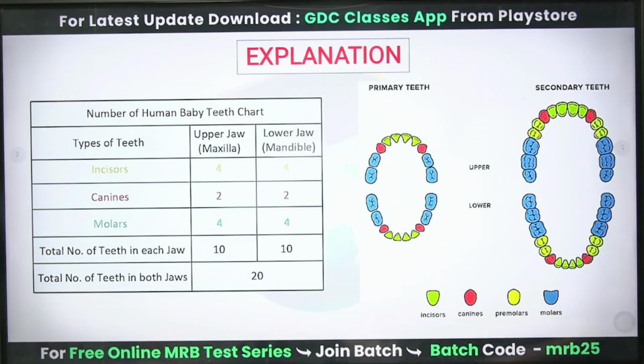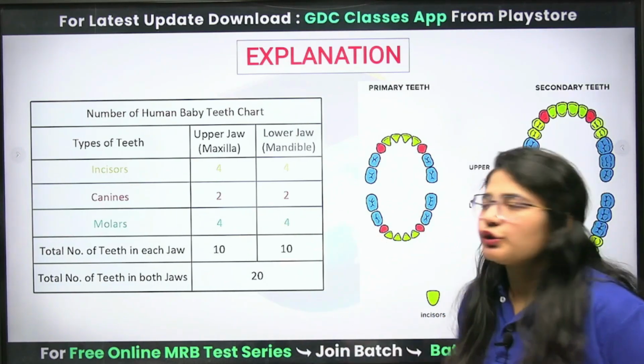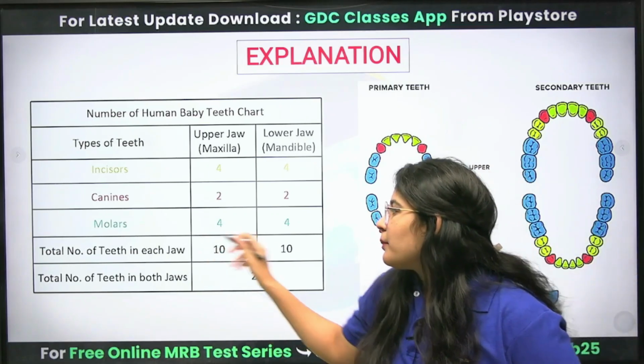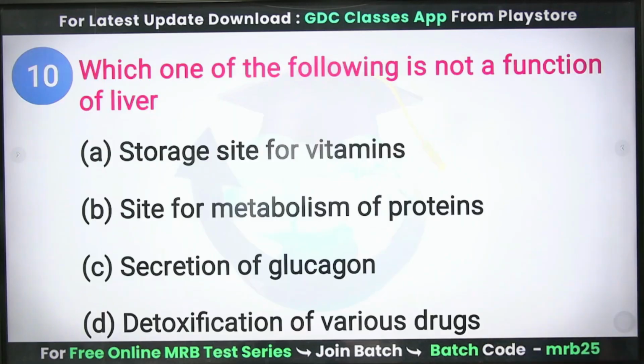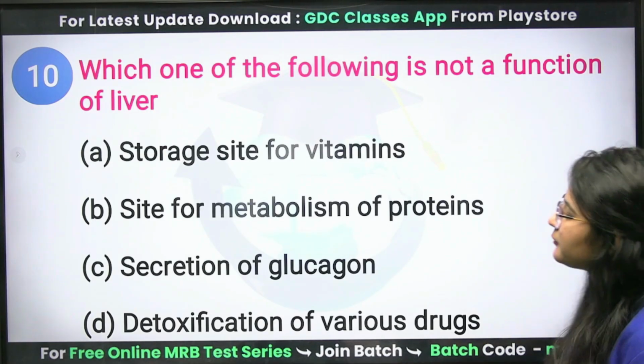Clear? The number of canines is 2. Then we have molars, that is 4. Okay? Next question. Which one of the following is not a function of the liver?